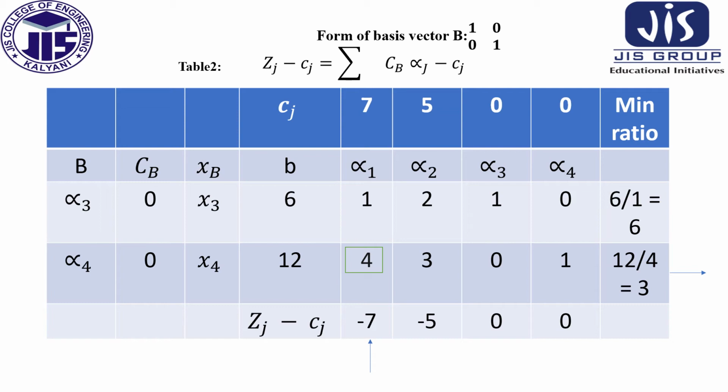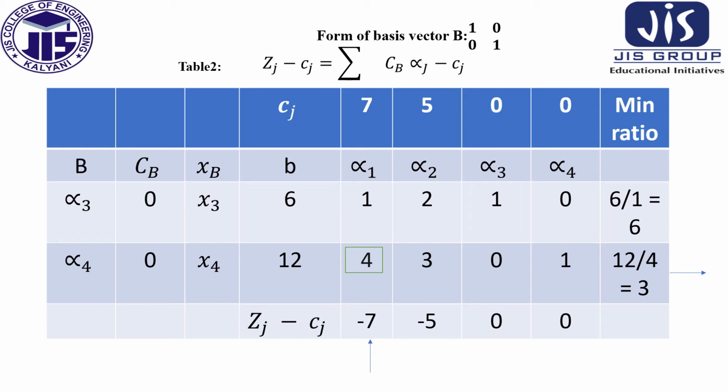Okay. Now we have to calculate the min ratio. How can we calculate the min ratio? The formula is small b divided by the entering column. The small b value in the first row is 6, so 6 by 1 is 6, and in the second row 12 by 4 is 3. Okay, in the min ratio we have to select the least positive value.